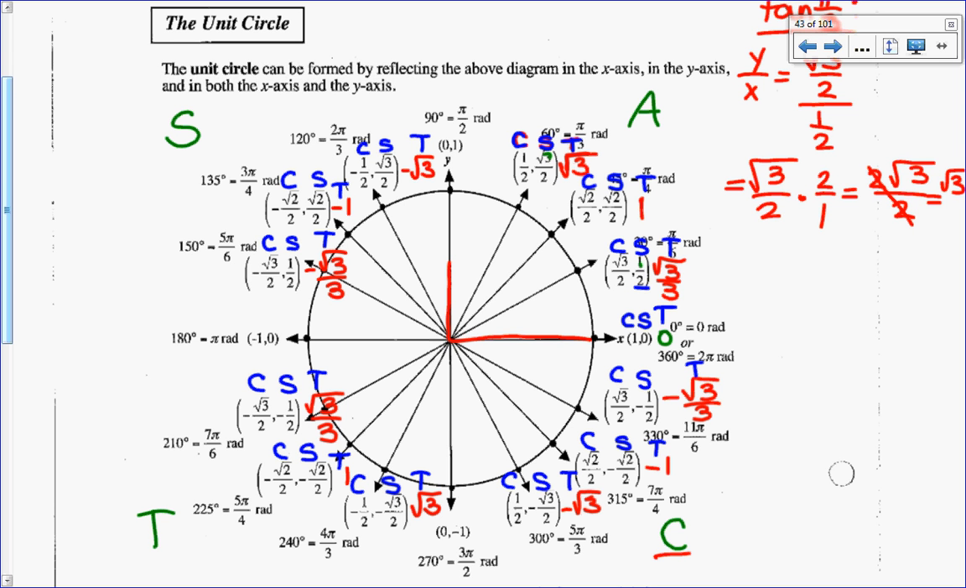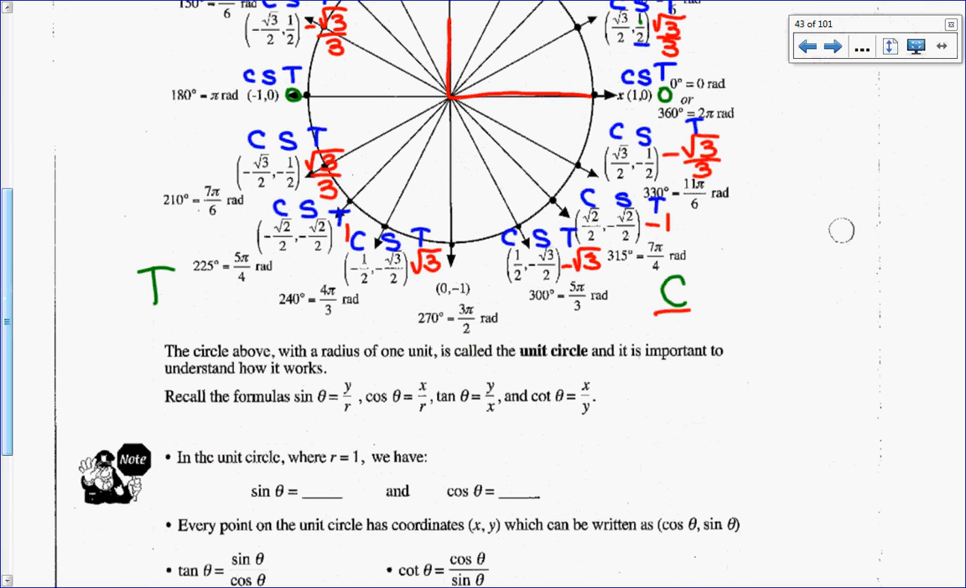Same thing at 180 degrees or 1 pi, because your tangent would be 0 over negative 1, which is still just 0. So we have our cosine, sine, and tangent at 360 degrees or 2 pi, and at 180 degrees or 1 pi. Then let's see what it is at 90 degrees. Again, it would be y over x, so this time we would have 1 over 0. This is where tangent is undefined, because you can't have a 0 in the denominator. So your tangent is undefined at 90 degrees or at pi over 2 rads.